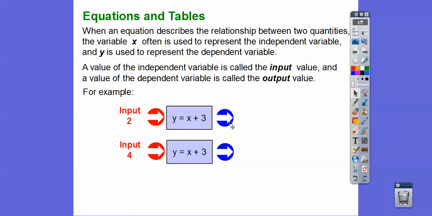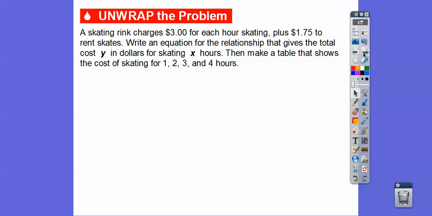So here's an example. Remember, this is the dependent variable. It depends on what we input for x to give us this output right here. If we put in 2 for x, then 2 plus 3 will give us 5. And if we put in 4 for x on this equation, 4 plus 3 will give us 7. So the output would be 7 on that one.